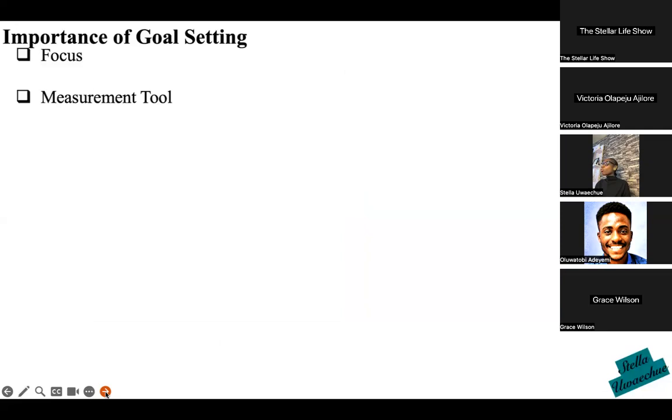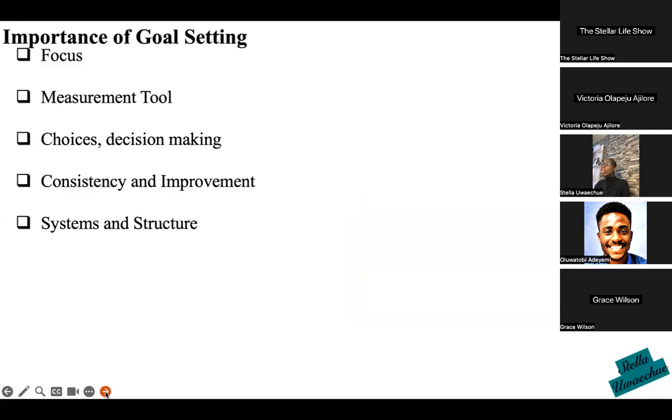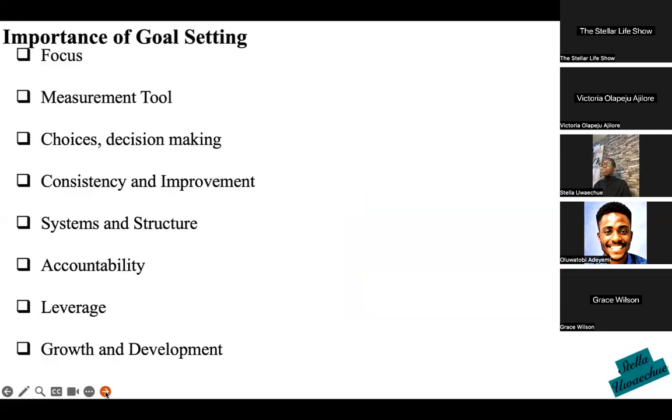So the importance of goal setting, there were a lot of importance that came to mind, but I'm just going to speak to not all of them, but some of them. What goal setting does is it helps you to be focused. Goal setting helps you to be focused in the sense that if you wake up in the morning and you tell yourself, I'm going to work today, and work is Victoria Island, and somebody comes to you and says, no, please, can we go to the cinema?